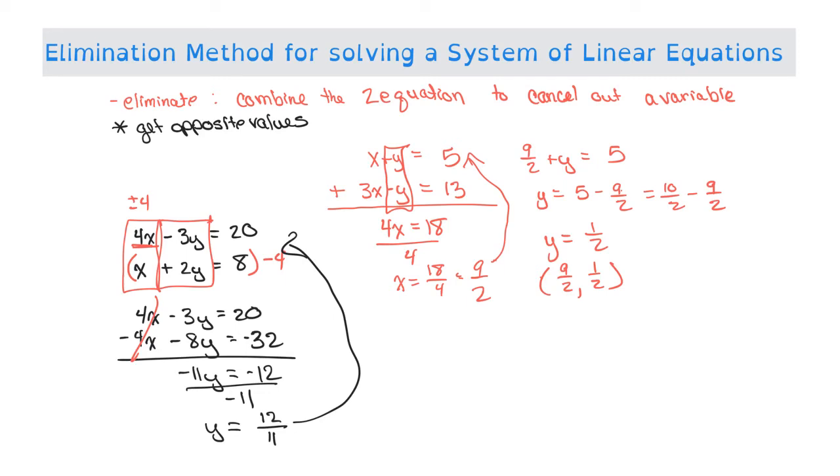So the most difficult thing with the elimination method, honestly, is figuring out what you can multiply one equation by, or both equations by, to be able to get opposite values. Honestly, as long as you get opposite values, it doesn't matter. That's your big goal, to be able to do the elimination method, and then it's super easy from there.